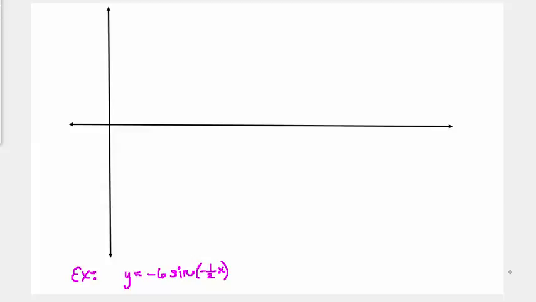Let's now take a look at an example of one of these graphs. As you'll see here at the bottom of the screen, I have written y equals -6 sine of -1/2 x. And so we're going to practice using all of our transformations and the steps we already wrote down in our notes here to graph this function.